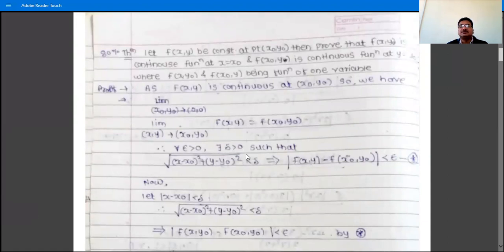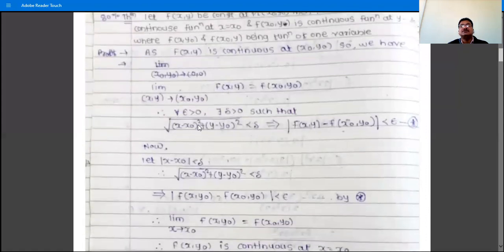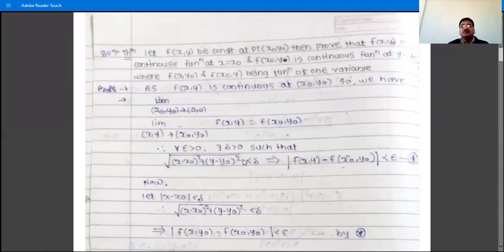So we have that root of (x minus x naught) square plus (y minus y naught) square less than delta implies mod f(x,y) minus f(x naught, y naught) is less than epsilon. Suppose this is equation star. So this is given. And now what we have to show?